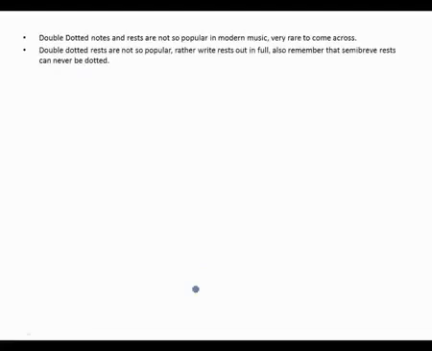Double dotted notes and rests are not so popular in modern music. Very rare to come across. Double dotted rests are not so popular also, so we prefer writing the rest out in full instead of putting dots and double dots next to them. And also remember, a semibreve rest can never be dotted.